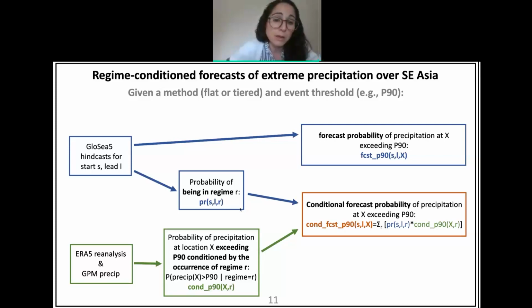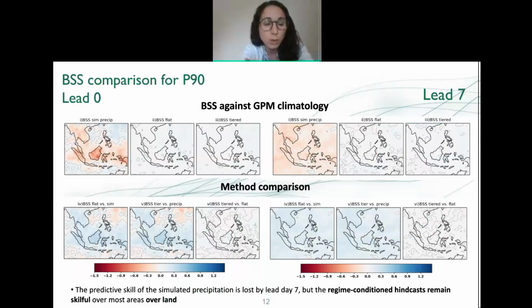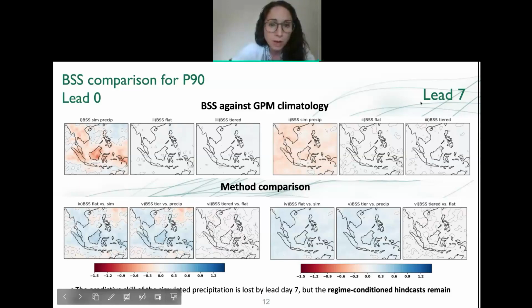If we combine this probability with a conditional probability of occurrence of precipitation that's been derived from ERA5, and in our case we use NASA GPM precipitation, we can obtain a regime conditioned probability of occurrence, which is what we are going to compare here on the right. So first, we can look at a standard measure for skill, which is the Brier skill score, again for P90. And we are comparing here lead 0 on the left and lead 7 on the right.